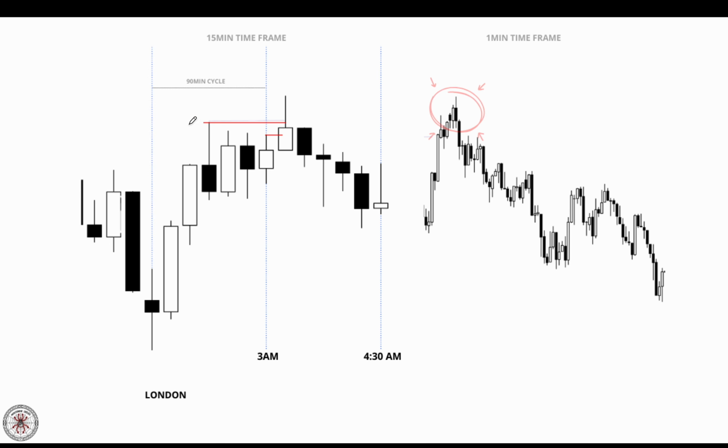A total manipulation to this high, and it's a rejected candle on the 30-minute time frame because the next candle goes close below this low. What happened on the lower time frame?